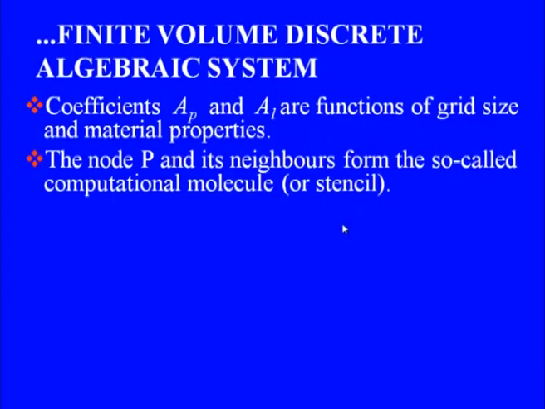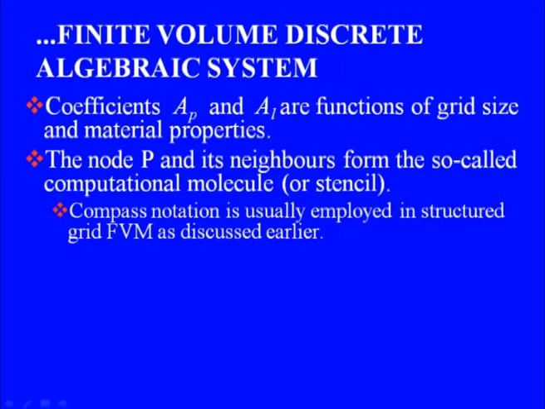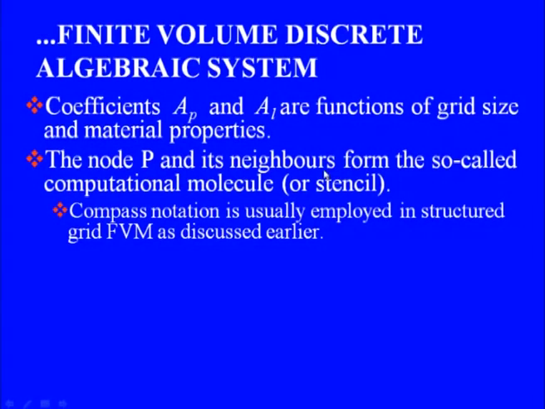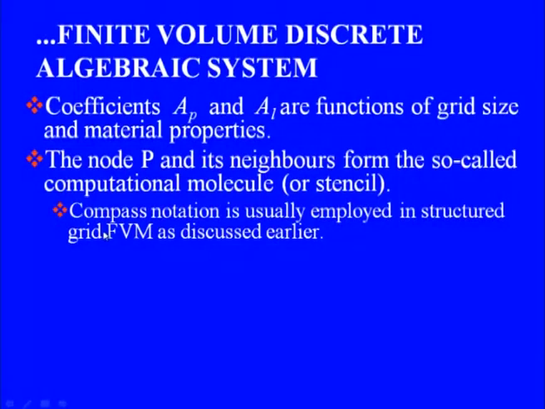This equation would be modified for the control volumes which are close to the boundary. Please note that these coefficients A_P and A_L are functions of the grid size, that is the size of finite volume, and the material properties. Similar to the way we had called P and its neighboring nodes a computational molecule, if we have used a structured grid in finite volume analysis, the same terminology is also used in the finite volume context, and with these structured grids we would use compass notation.